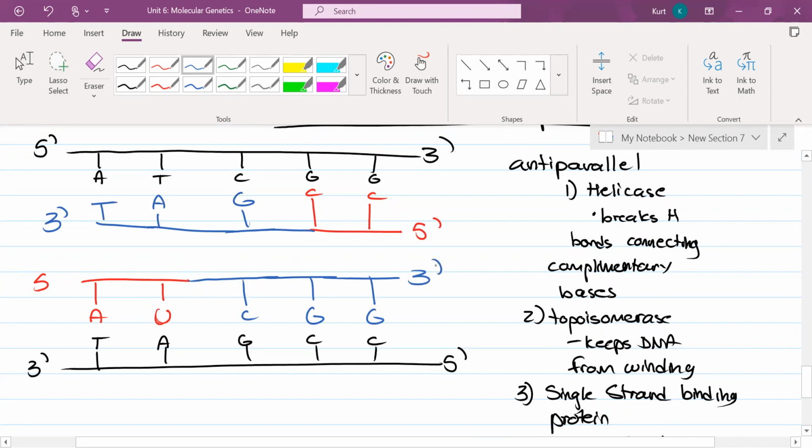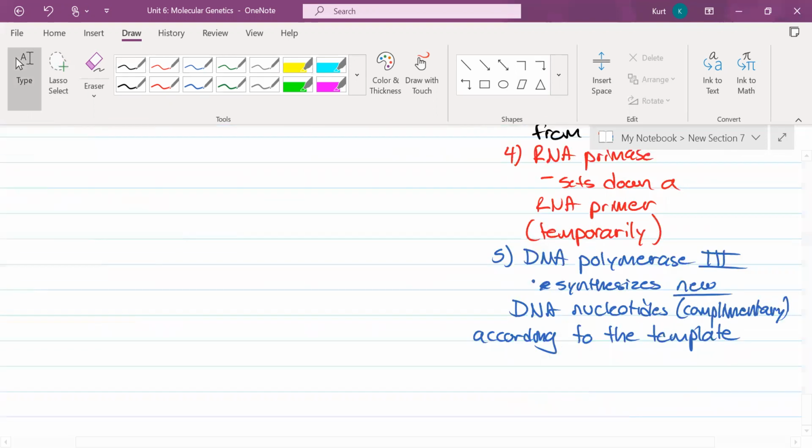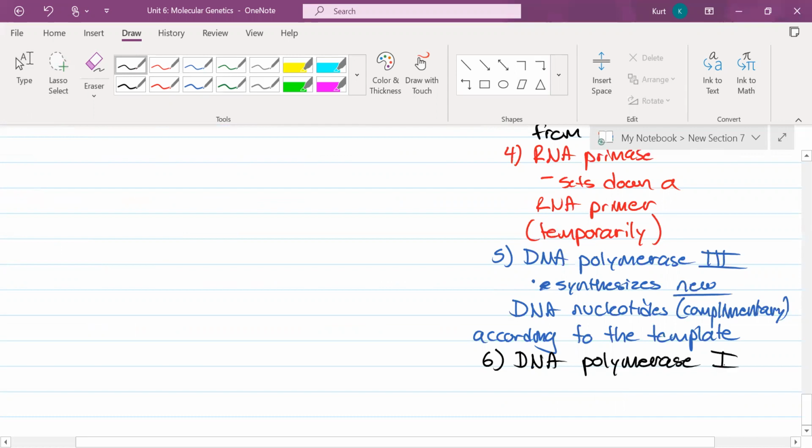Now we have two identical daughter strands. If you look at the two of them, top to bottom, they are identical. But you might be noticing, well, not for that primer. You're right. So there's another enzyme that's going to take away those primers and make it something permanent. This is going to be DNA polymerase 1. DNA polymerase 1 replaces RNA primers with DNA.